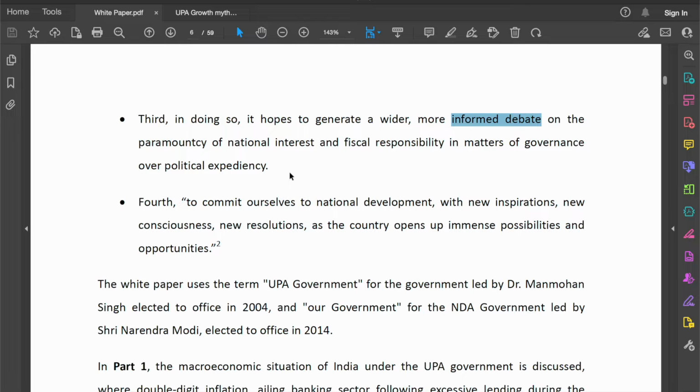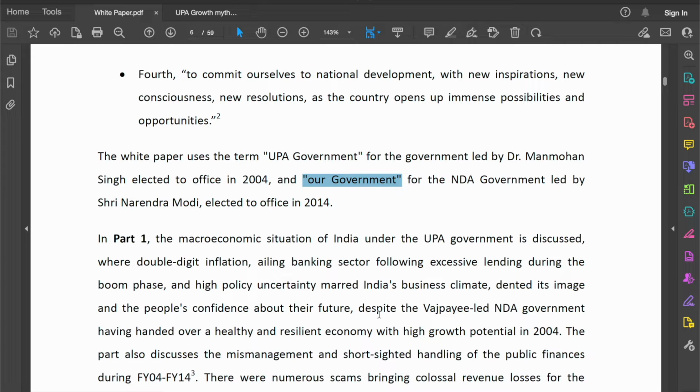But in this particular paper, the first thing which tripped me up was that it uses the term UPA government for the previous government, but it says "our government" for the NDA government. I don't know if writing it like this, instead of 16th Lok Sabha or the 14th Lok Sabha, something like that, would have been more appropriate or not. But because of this kind of language, it becomes a more political paper rather than a white paper.